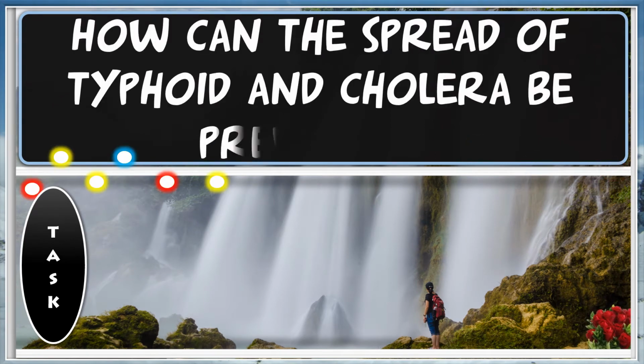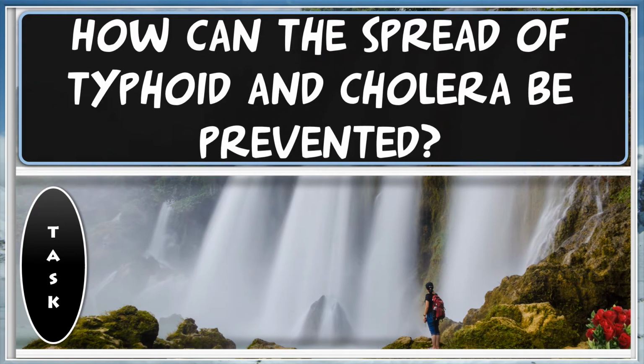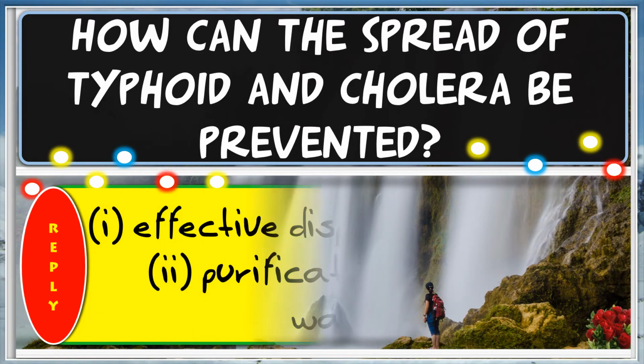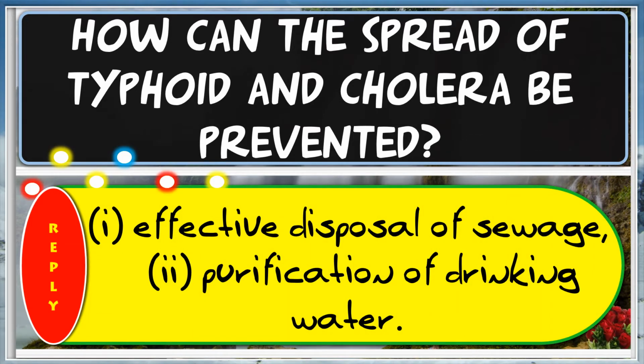How can the spread of typhoid and cholera be prevented? One, effective disposal of sewage. Two, purification of drinking water.